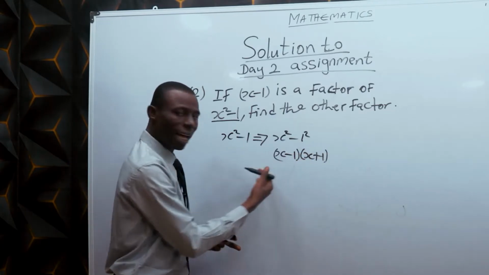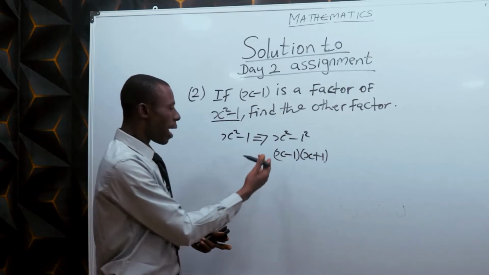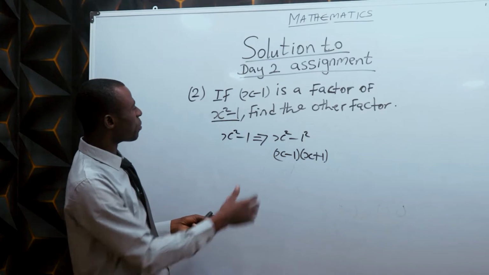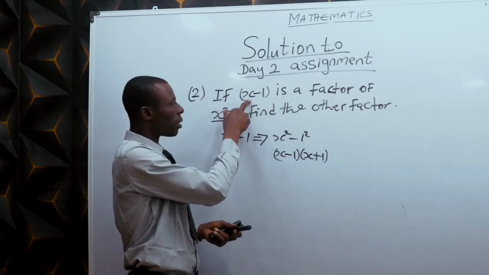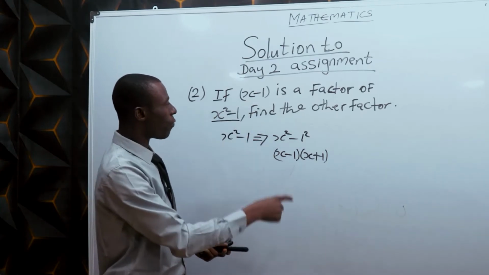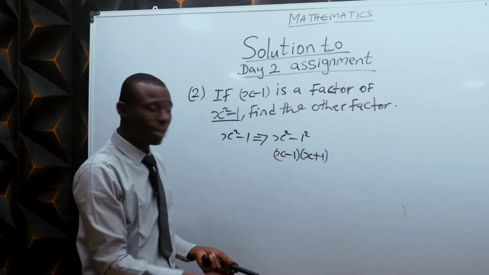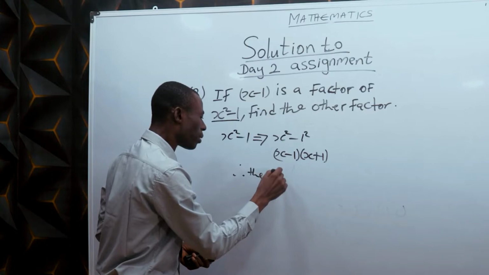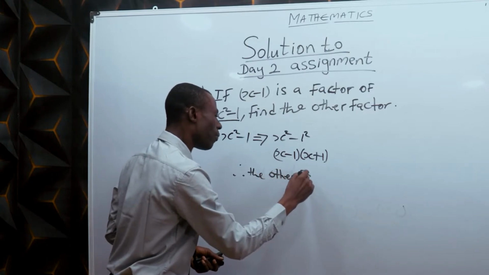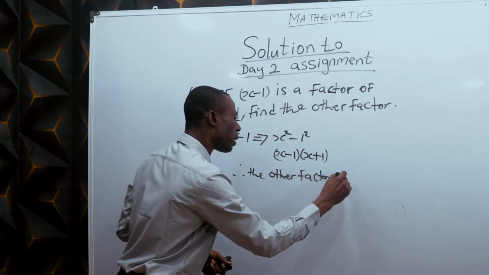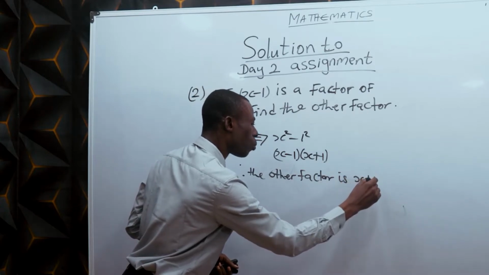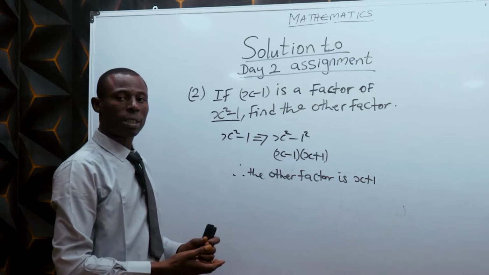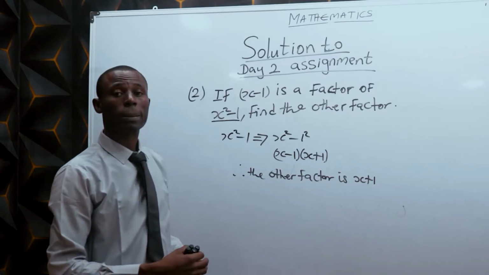And these are just two factors. x minus 1 is a factor. x plus 1 is a factor. One of them has been given to us from the beginning of the question, x minus 1. And you have to find the other factor. Therefore, the other factor is x plus 1. That's it. So let's move on to question number 3.